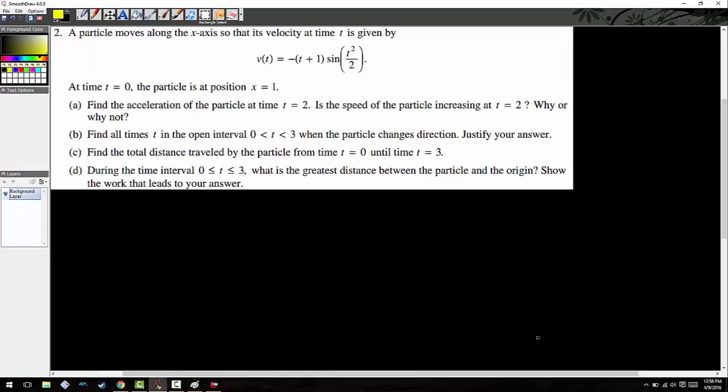And welcome back for the second FRQ. It reads, a particle moves along the x-axis so that its velocity at time t is given by that function right there. If you need to, please pause and enter that function into the calculator. I will give you a second.